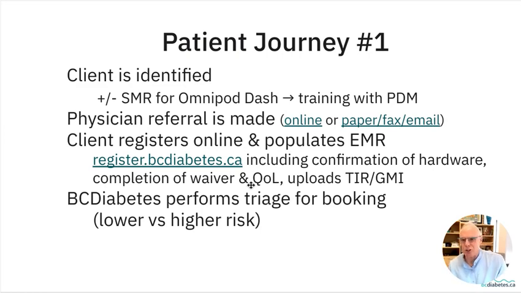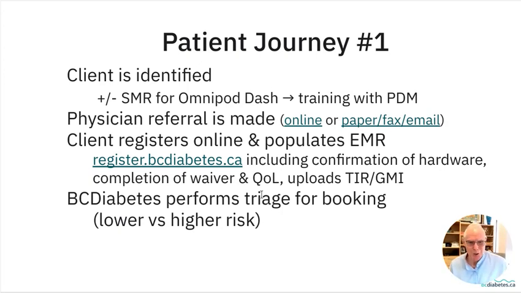Let's talk briefly about the patient journey. Let's say you see someone this afternoon in clinic, you think they're suitable. If they don't have an Omnipod DASH, fill in their letter of medical necessity, send it off to Omnipod, and they get trained. You need to do a referral to BCDiabetes, either online or old school. And the patient can actually register themselves at register.bcdiabetes.ca, input all of their diabetes information, and complete the waiver and consent for the non-Health Canada approved app.